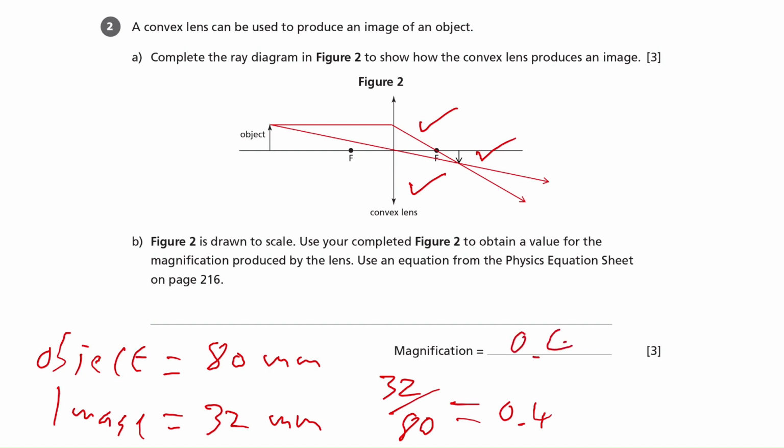Now, as we know, magnification doesn't have units. Now, when you did it yourself, you might have had a slightly different answer. That's okay. Any answer between 0.3 and 0.5 will be accepted here. So in terms of what the marks are for, well, there is 1 mark for the measurements. There is a second mark for the equation, substituting the numbers in there, and the third mark is for that final answer. That gives us 3 marks available for this question.